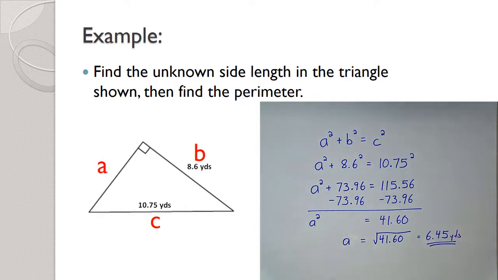And we can compare that to our picture. A is definitely the shortest side. It should be smaller than 8.6, and it is. 6.45 looks just about right.